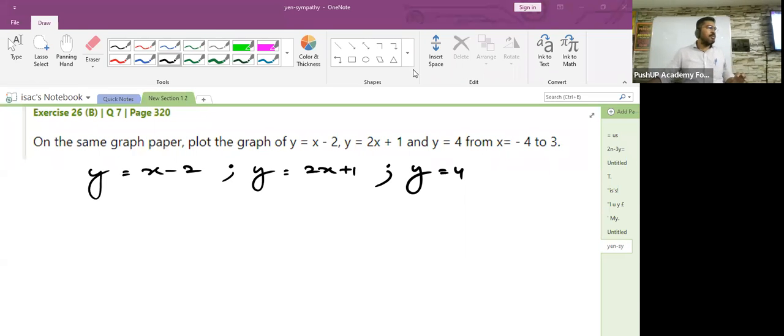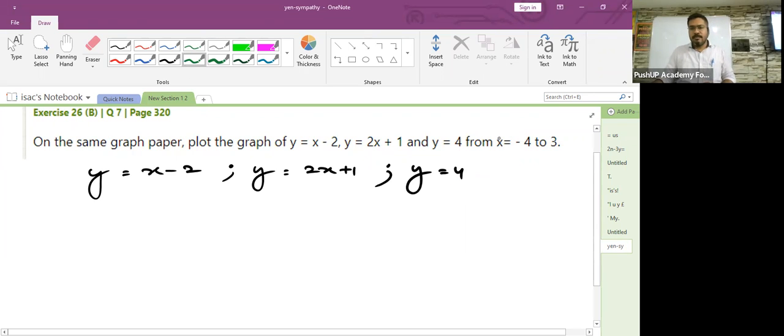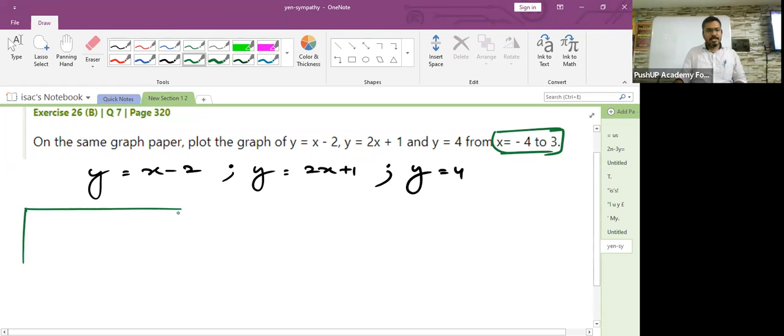So children, these are the equations given to us: y = x - 2, y = 2x + 1, and y = 4. And they have asked us to plot the graph for all the three lines where x ranges from -4 to 3. Children, we take different values of x, right? Not anything. x can be from -4 to 3. Corresponding to those values, you will find the value of y. Isn't it? So shall we prepare the table for each and every equation? Anisha, is that clear?